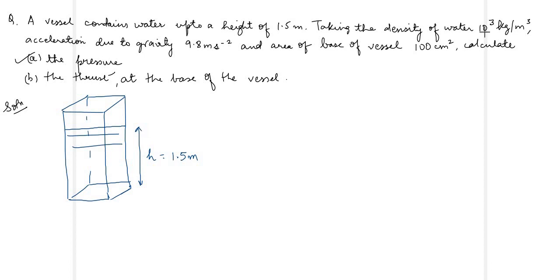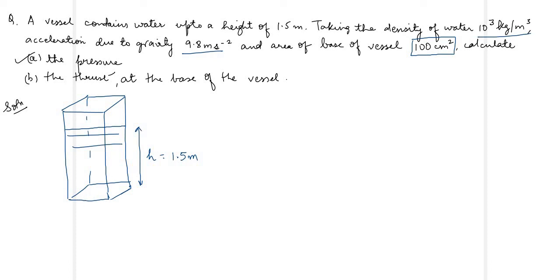The density of water is given 1000 kg per meter cube. G is given 9.8 meter per second square. वैसे previous question में G 10 दिया हुआ था, 10 meter per second square. यहाँ 9.8 बोला गया है, तो हमें यही लेना है. Area of the base of the vessel is given in centimeter square. So here we have to be very careful. Without conversion हम solve नहीं करेंगे. So we will convert this centimeter square into meter square first of all.